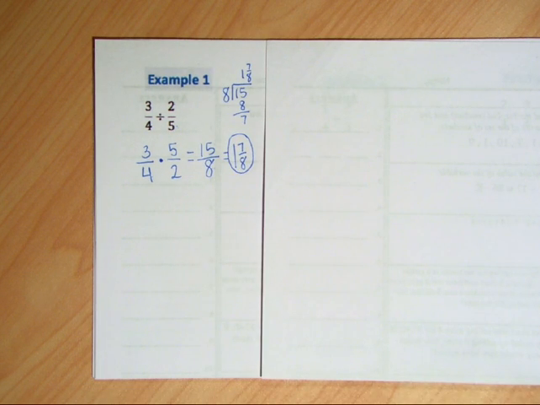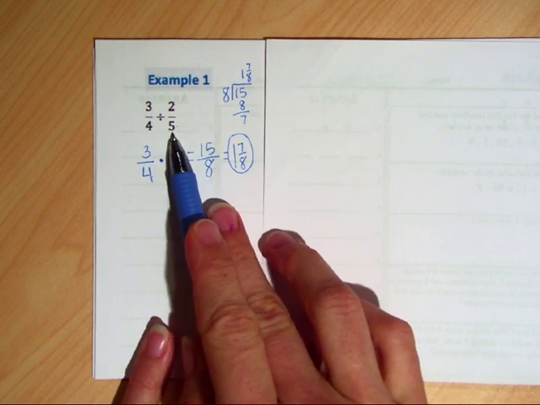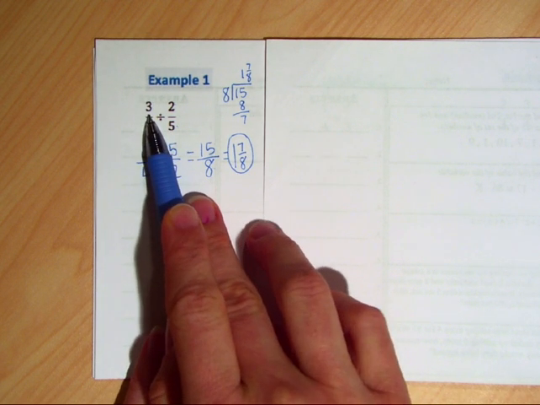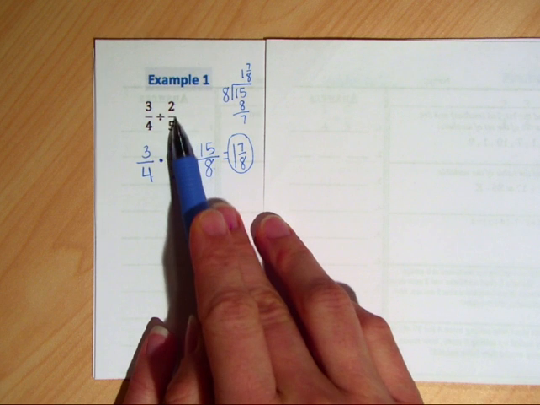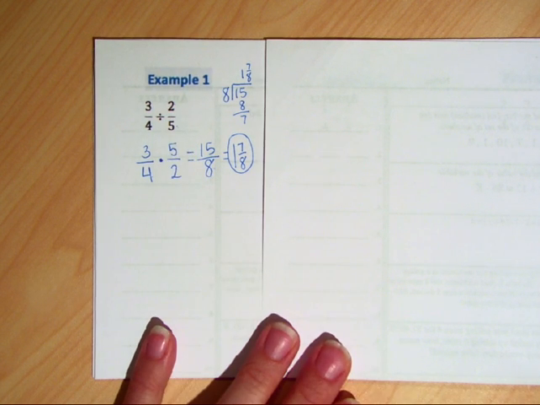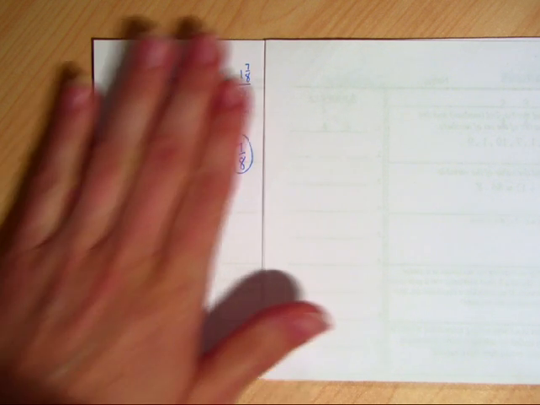Wow, that was great. Wasn't that great? I love it. So much simpler than drawing 20ths. We would have to draw 20ths, shade in 15 twentieths, and circle in groups of 4 twentieths. Oh boy. 1 and 7/8. Much quicker. Let's try example number 2.